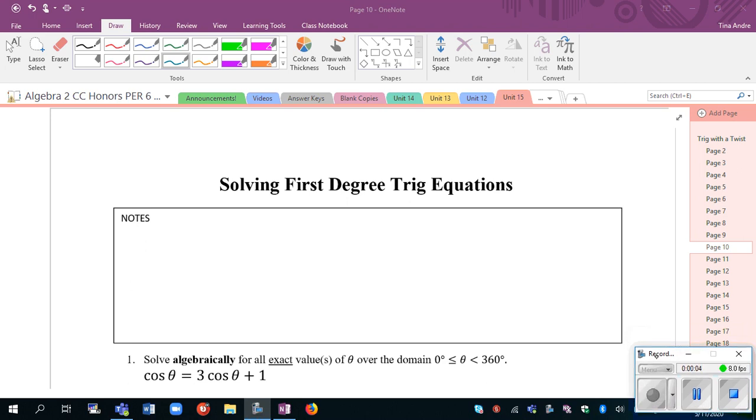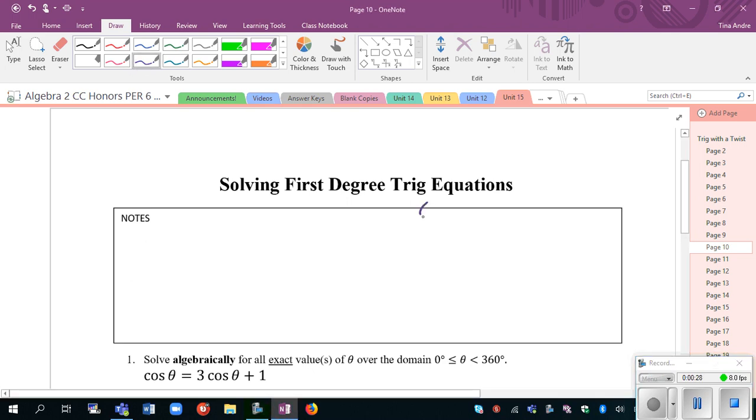In this lesson, we're going to look at how to solve trig equations. Previous to this, we learned how to evaluate trig expressions, like how to find sine of 30 degrees or sine of 150 degrees. Now we're going to look at how to go backwards. Just a couple reminders here, then we'll fill in some notes on actually how to do this.